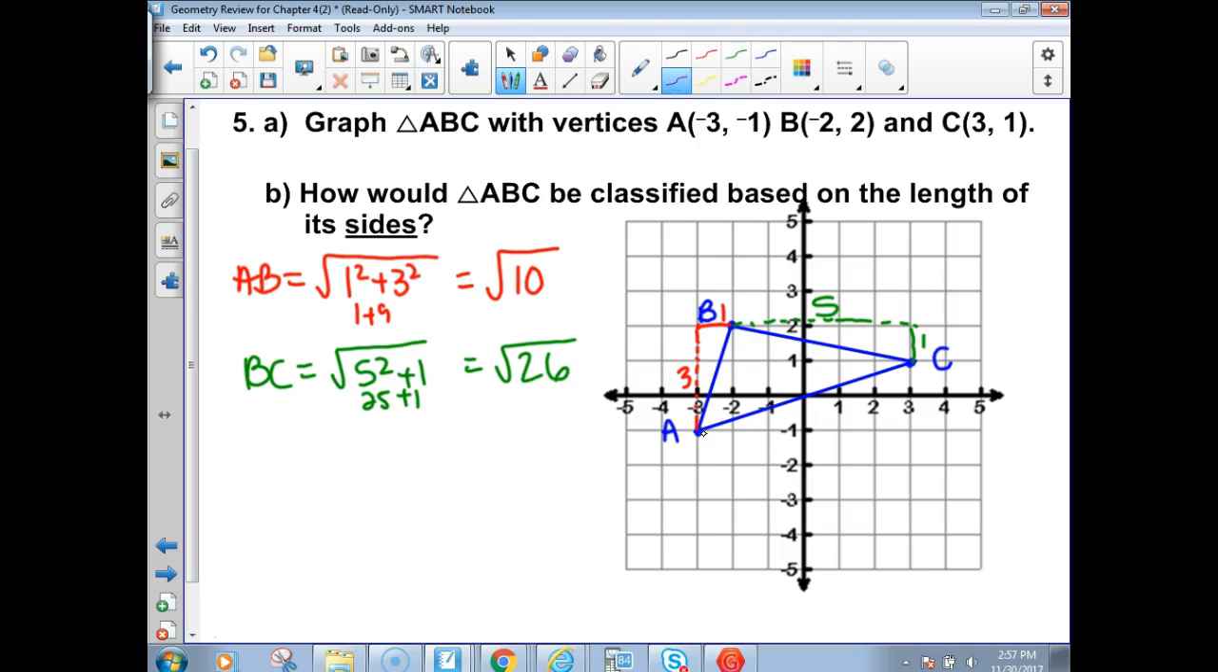Finally, I'm going to find the length of A to C. From A to C, I count over and up. I went over 1, 2, 3, 4, 5, 6. So I'll do 6 squared plus 2 squared. Oh, that's 36 plus 4, so I get the square root of 40. Oh, wait, none of them match.